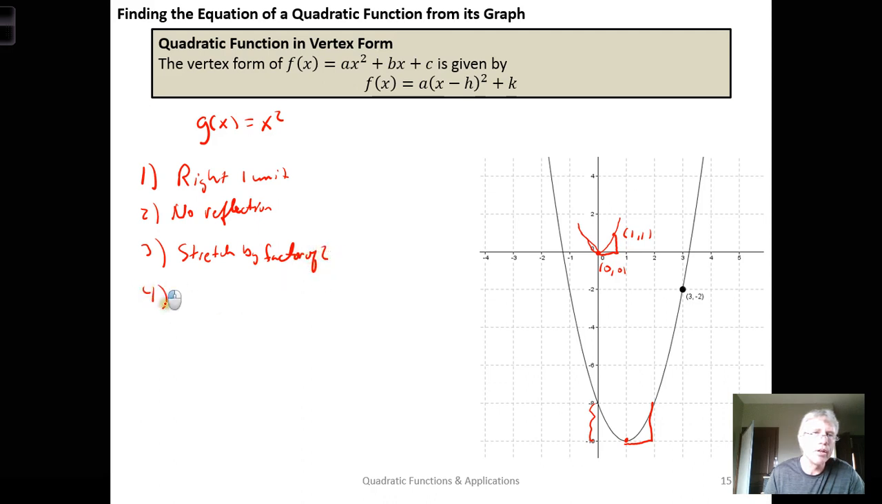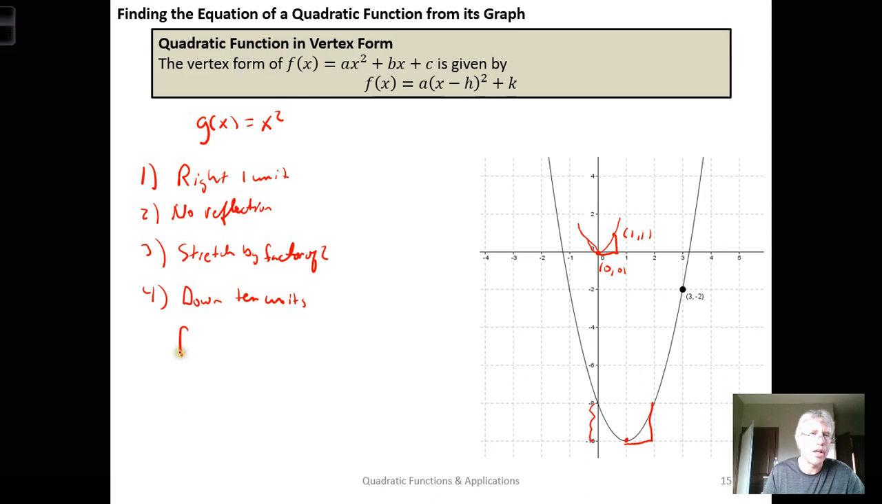And then, is there any vertical transformation going on? Well, yes, the origin's not only been moved 1 to the right, but it's been moved down 10 units. So it's been moved down 10 units. And then we build our function using that information.